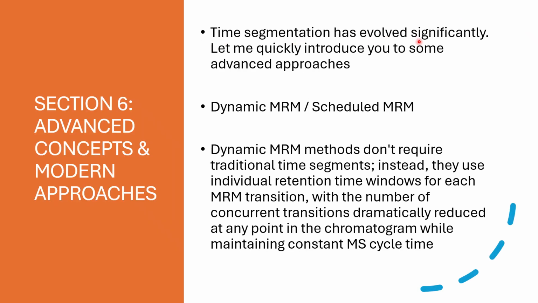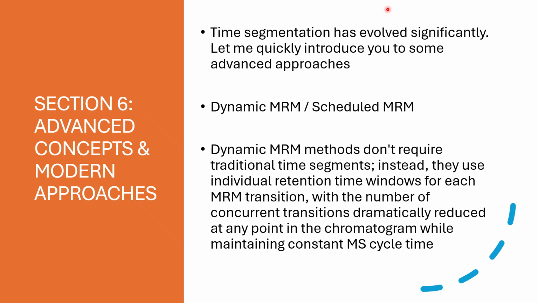So time segmentation has evolved significantly. There are advanced approaches like dynamic MRM, that is DMRM, and scheduled MRM, that is SMRM. Now, dynamic MRM methods don't require traditional time segments. Instead, they use individual retention time windows for each MRM transition, with the number of concurrent transitions dramatically reduced at any point in the chromatogram while maintaining constant MS cycle time. So these modern software packages automatically calculate optimal windows and parameters for you.